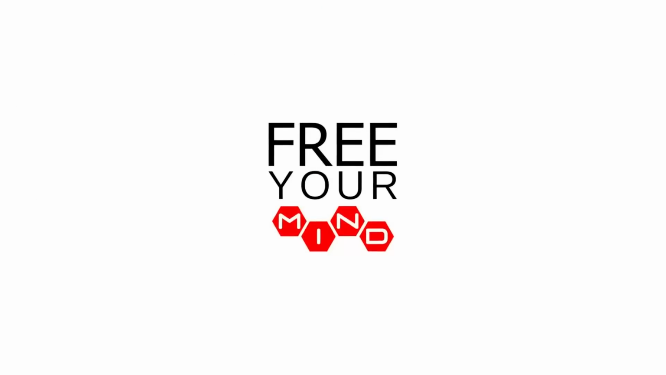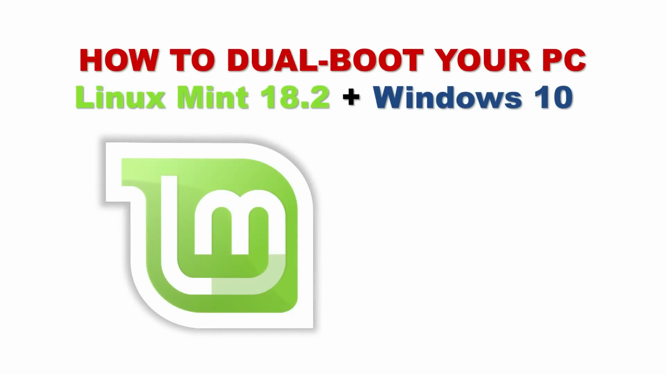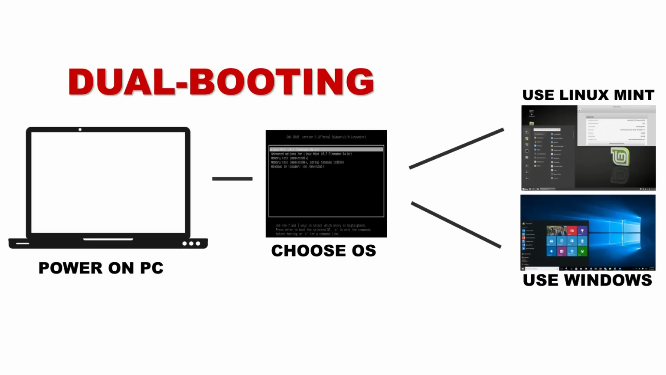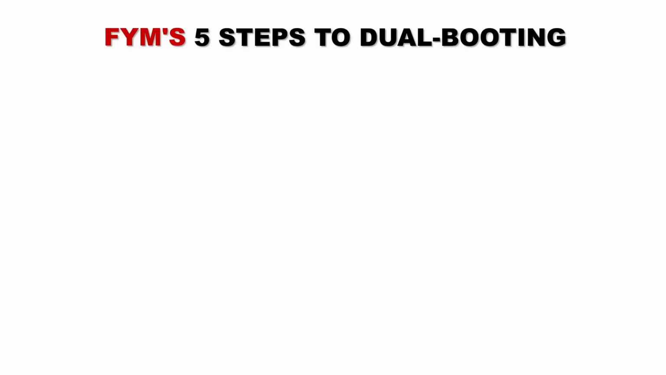Free your mind. Whether you're starting your journey into the world of free software, or simply installing a new Linux distro, this tutorial offers easy-to-understand, step-by-step instructions for installing the Linux Mint 18.2 operating system, alongside a Windows 10 installation. The installation method in this video is typically referred to as dual booting, meaning that when you turn on your PC, you will be able to choose between two operating systems that are both installed on your hard drive when your PC starts. These are the 5 steps involved, which we will cover in greater detail.